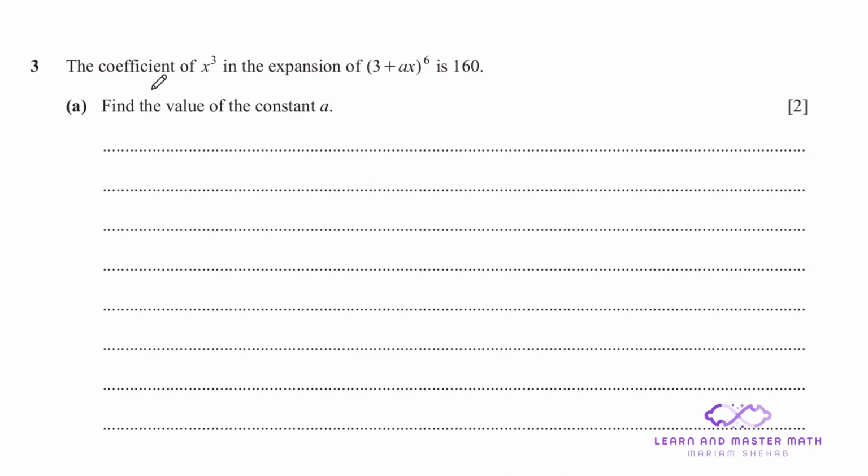Today we will be solving question 3, June 2024, Pure Mathematics 9709. The coefficient of x cubed in the expansion of (3 + ax)^6 is 160. Find the value of the constant a.